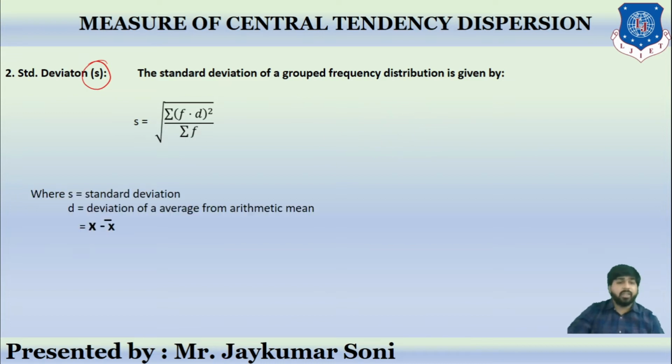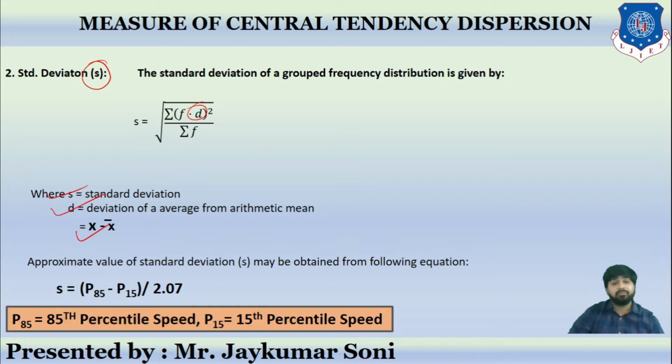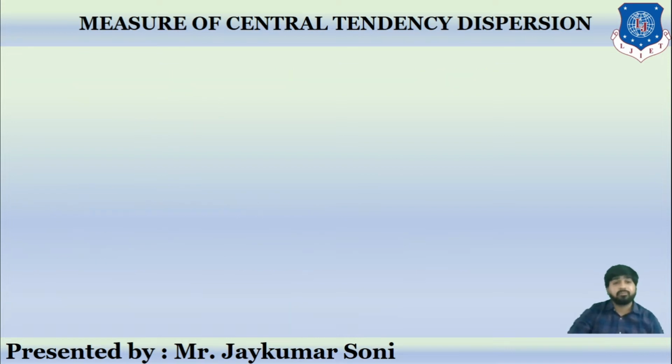Now here the S stands for standard deviation, D stands for deviation of the average, that means x minus x bar. The approximate value of standard deviation can be obtained from another equation, and the equation is this: 85th percentile speed minus 15th percentile speed, which we have already learned, divided by 2.07. We have learned that P85 stands for 85th percentile speed and P15 stands for 15th percentile speed.